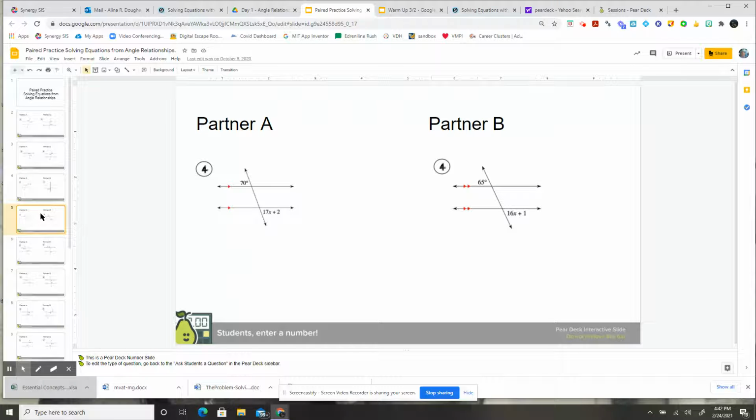Question number 5, these are both alternate exterior angles. They're on opposite sides of the transversal, alternate, and then they're exterior of those parallel lines. So alternate exterior angles are going to be congruent. In this case, they're both acute, so they're going to equal each other.